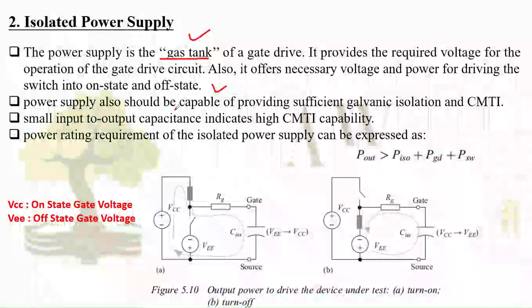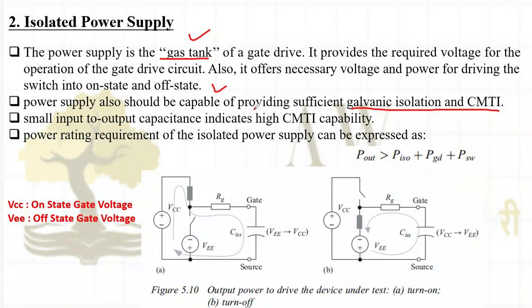The power supply should also be capable of providing sufficient galvanic isolation and CMTI. So the criteria for selection of the isolated power supply are again the same. What are the two criteria? It should provide sufficient galvanic isolation and it should have a very good common mode transient immunity. Small input to output capacitance indicates high CMTI capability.